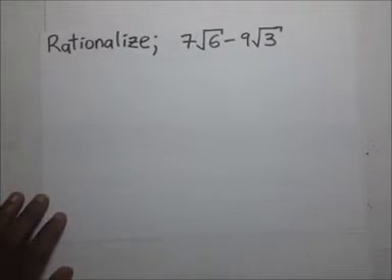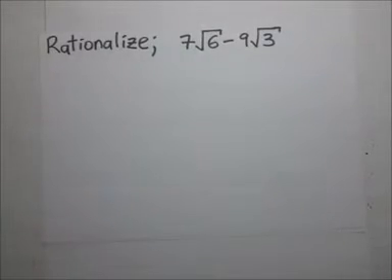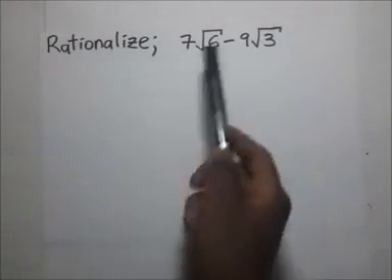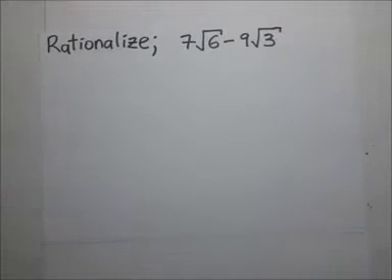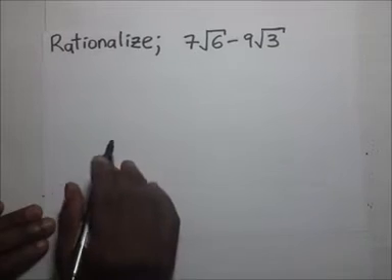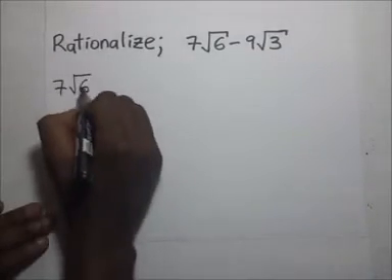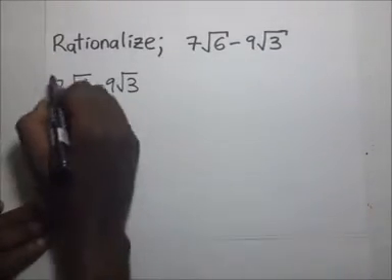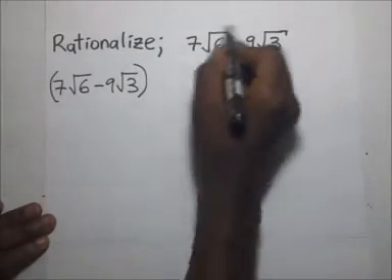So let's look at these examples. We are being required to rationalize this. Now, rationalizing this means that we are supposed to multiply it with its conjugate. So multiplying that with its conjugate is as simple as doing it like this. So this is then what we are supposed to do.